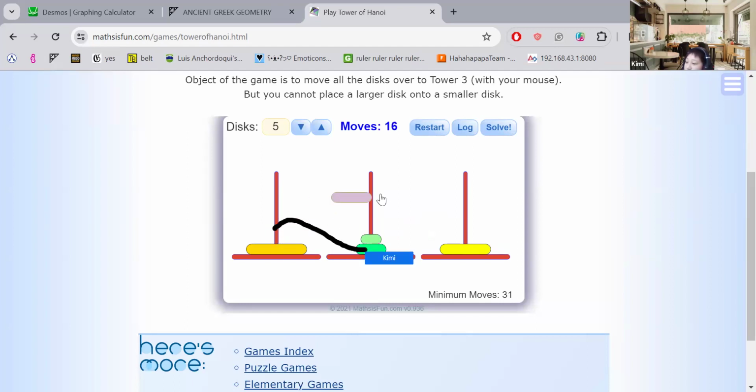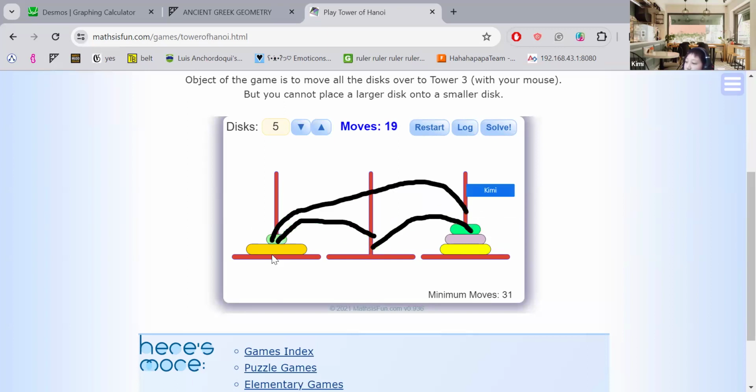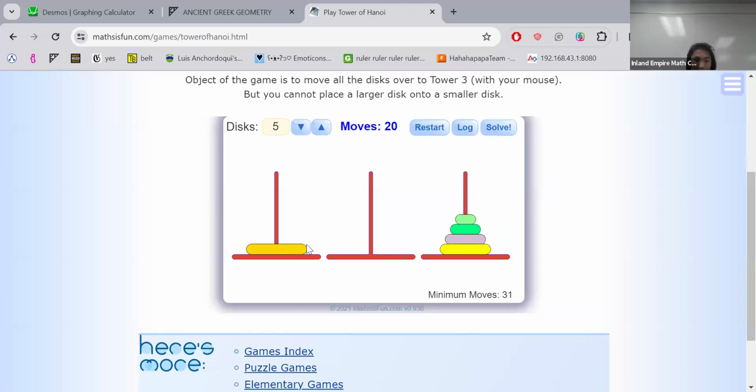Yep, and then put the purple. And then move the small one over here. And then the green one up here. And then move the green one back. All right, so we're very close, but at this point, you might notice a small problem.